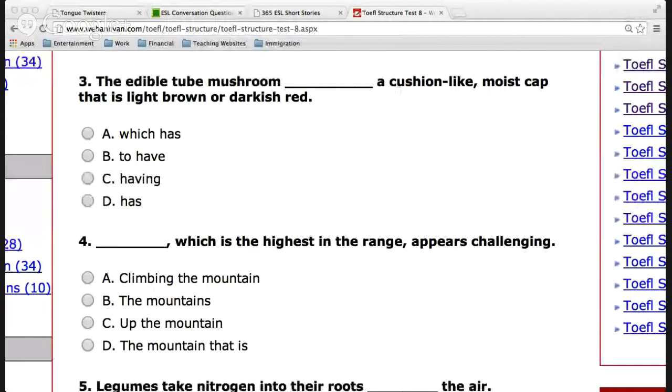The edible mushroom blank cushion-like moist cap that is light brown or darkish red. Okay, the edible mushroom has, number D. Okay, so letter D. Let's try this. The edible tube mushroom has a cushion-like moist cap that is light brown or darkish red. What do you guys think? Is has, okay? Yes. Yes. Okay. Yeah, good, good. Yes, it is D. All right, thank you.